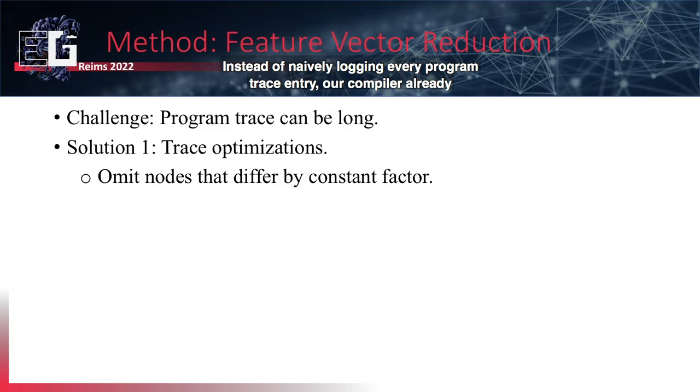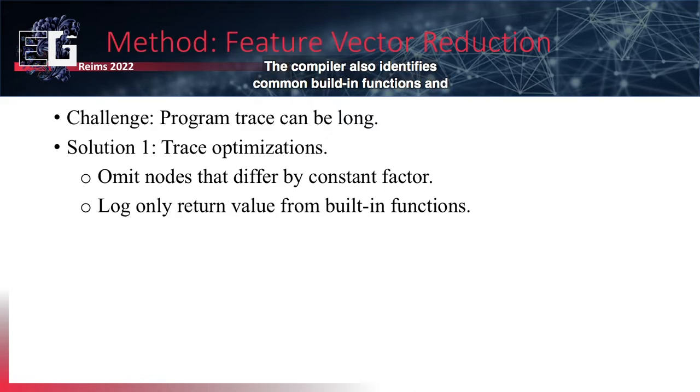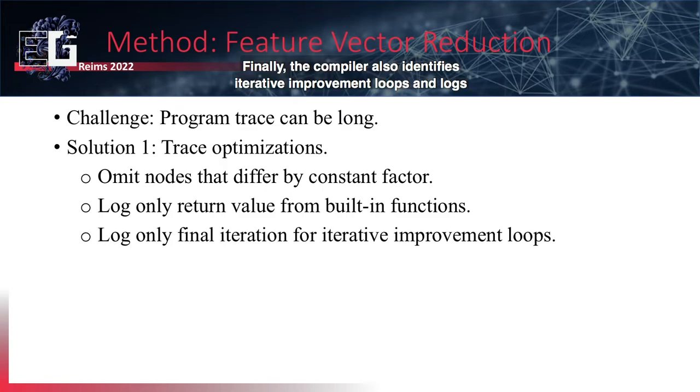Instead of naively logging every program trace entry, our compiler already performs some optimization to get rid of highly correlated traces, such as ones that differ by a constant factor. The compiler also identifies common built-in functions and logs only the function output. Built-in functions are usually ones we wish to treat as a black box, such as sine. Finally, the compiler also identifies iterative improvement loops and logs only the trace from the last iteration. This is because they repeatedly improve an approximation result to obtain a more accurate result, such as a ray marching loop, and only the last iteration is the most informative.